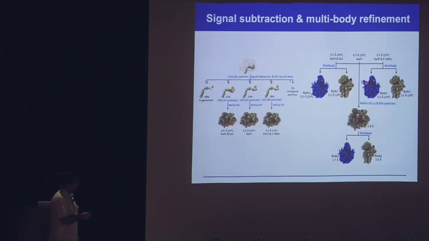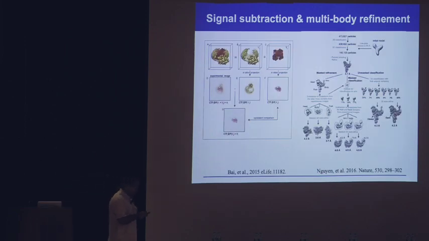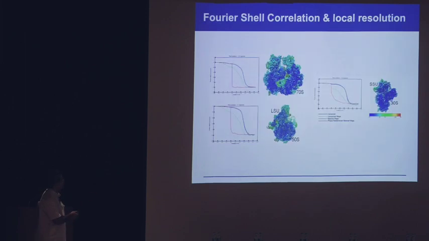Similarly, for this multi-body refinement, originally it was done for the spliceosome, because the spliceosome is notoriously heterogeneous. To sort all these populations, they systematically did multi-body refinement of head, body, foot, and came up with very high resolution for each. So these are the two papers I recommend, especially for students.